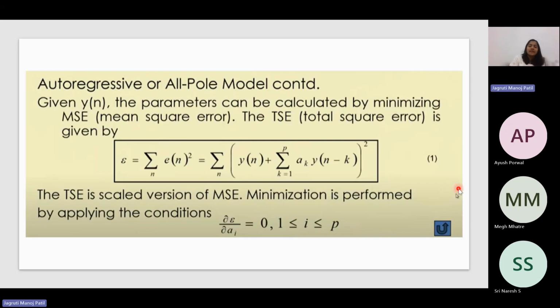Okay, so given y of n, the parameters can be calculated by minimizing the mean square error. So the total square error is given by, okay, if you have the mean square error, how do you find the total square error? It is the square of the error.